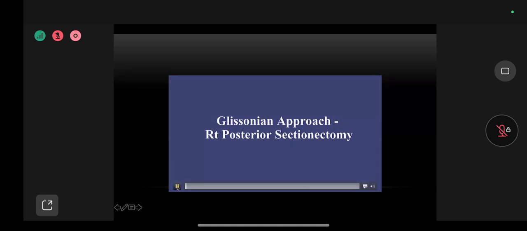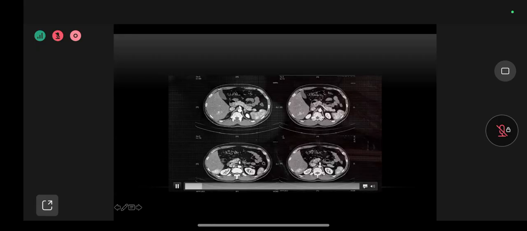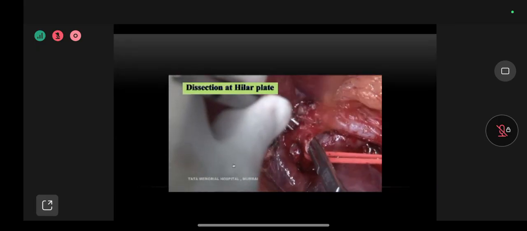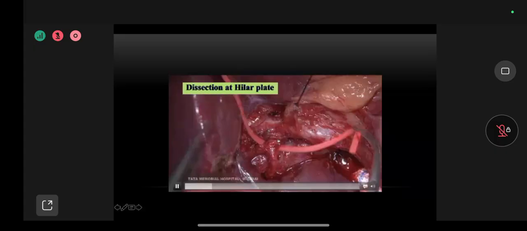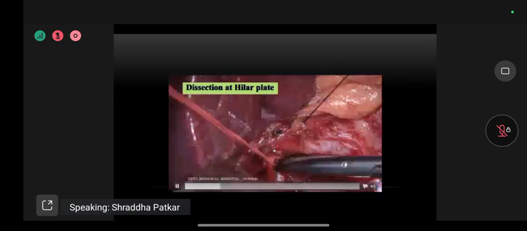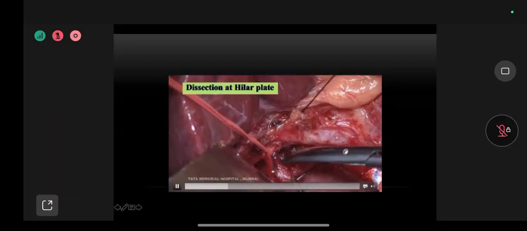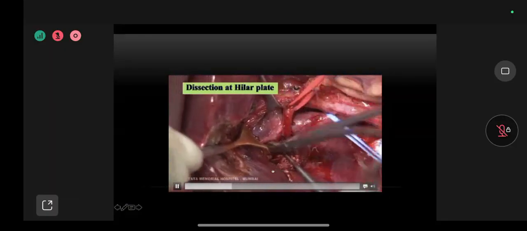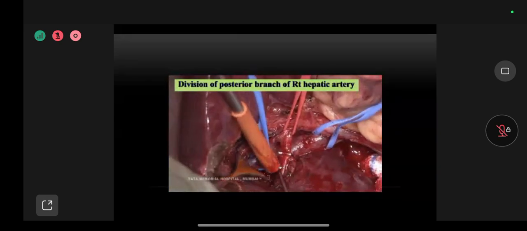So similarly, as I said, the Gleasonian approach can be used for any kind of tumors. Again, what we do is a little bit of a modification because we want to identify the anatomy clearly. Get the hilar plate down. Sometimes life is good. You can have a favorable anatomy and you can identify the division extrahepatically. If this is the case, brilliant. Otherwise, you may need to do a small hepatotomy at the Rouviere's sulcus to gain access to the posterior pedicle.